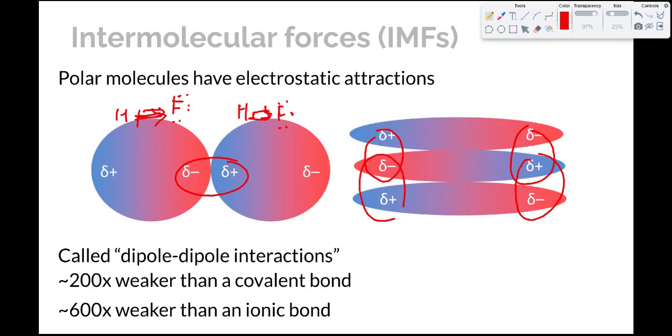So the bond that holds this hydrogen to this fluorine, that's the covalent bond. That's an intramolecular force. And the same thing here. This hydrogen is held to this fluorine by a covalent bond. Those two covalent bonds are about 200 times stronger than this intermolecular force that holds the one HF to the other HF.